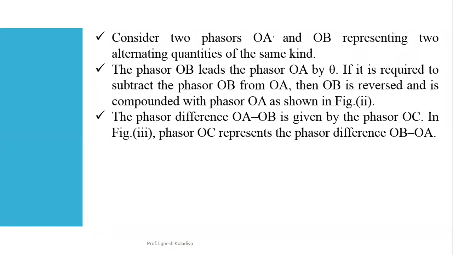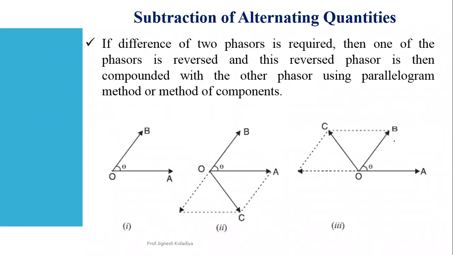Similarly, in figure 3, phasor OC represents the phasor difference of OB minus OA. So in that case, OA is subtracted from OB. That means I have to take the reverse of OA. Okay, so this is all about addition and subtraction of alternating quantities.